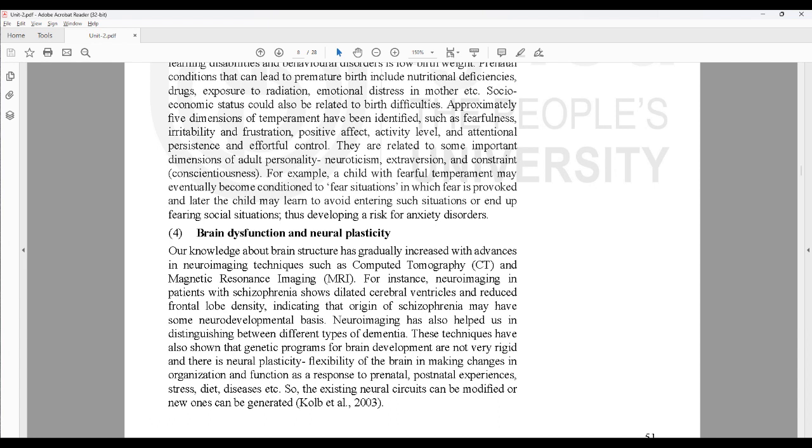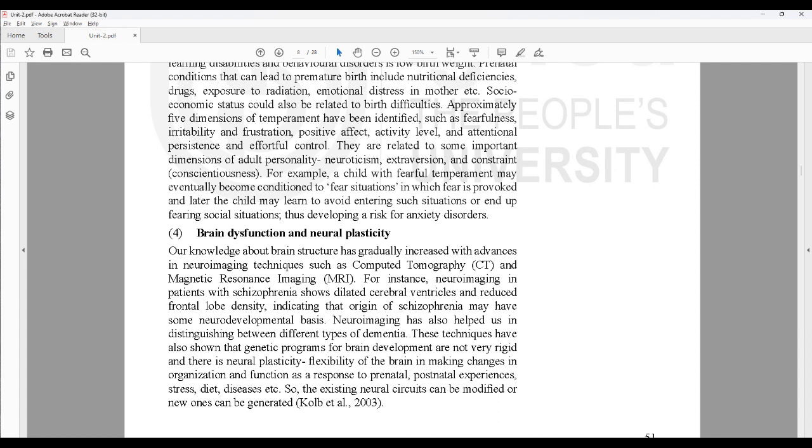Approximately 5 dimensions of temperament have been identified, such as fearfulness, irritability and frustration, positive affect, activity level, and attentional persistence and effortful control. They are related to some important dimensions of adult personality: neuroticism, extraversion, and constraint, conscientiousness. For example, a child with fearful temperament may eventually become conditioned to fear situations in which fear is provoked, and later the child may learn to avoid entering such situations or end up fearing social situations, thus developing a risk for anxiety disorders.